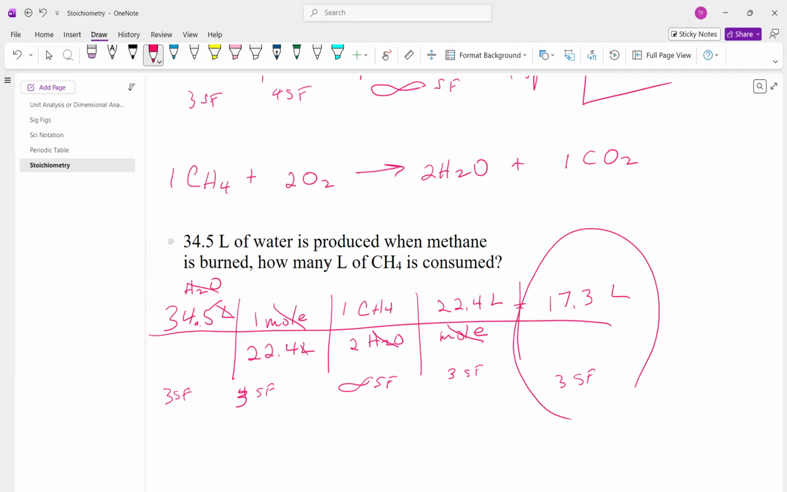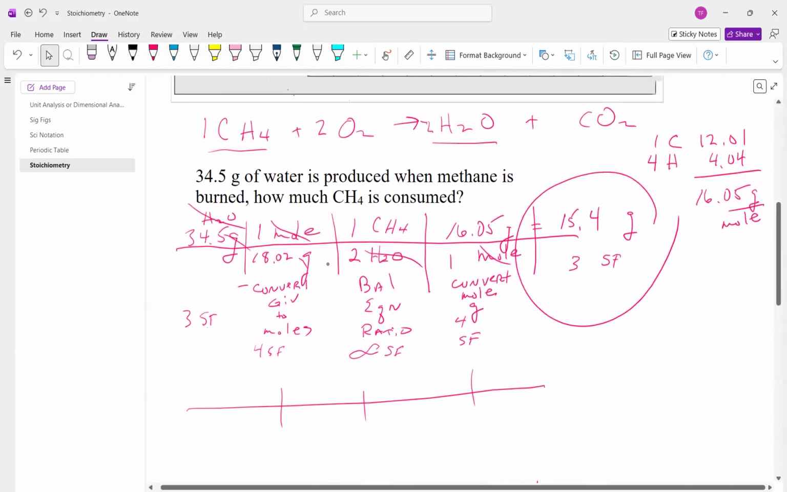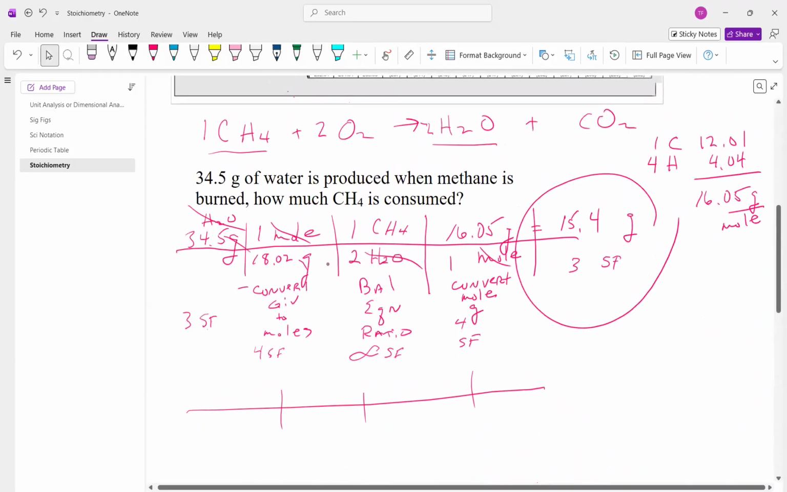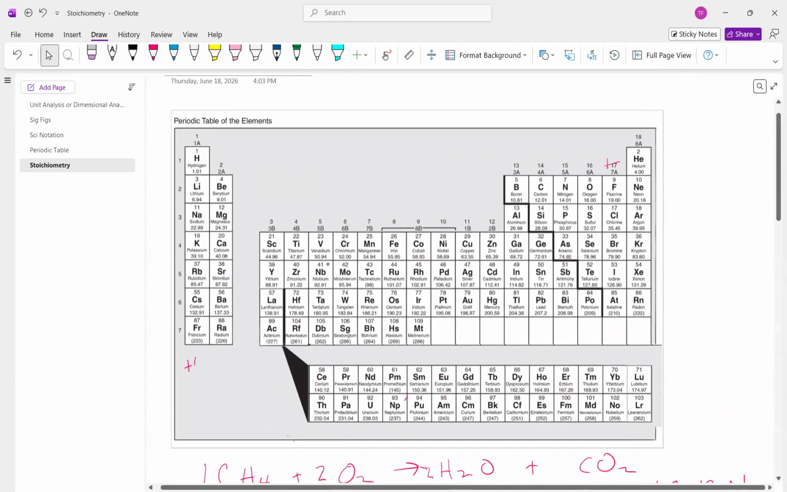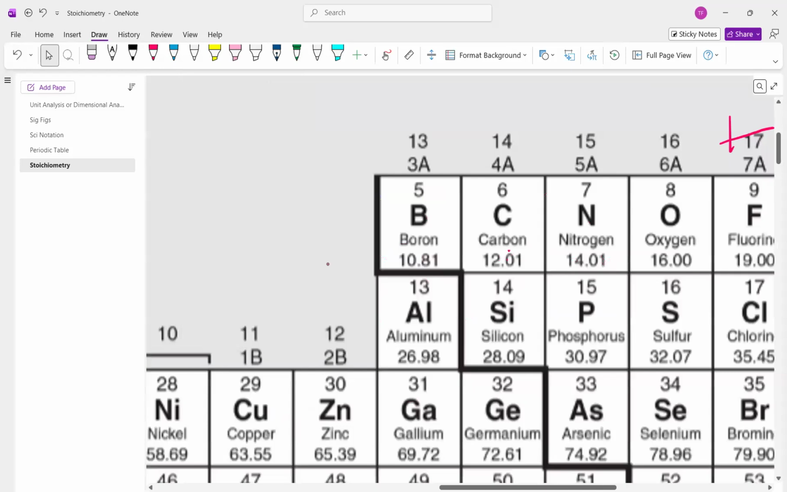How much water is produced when carbon dioxide is produced? Could you explain this first problem here? Carbon on the periodic table is 12.01. I just happen to have those memorized.